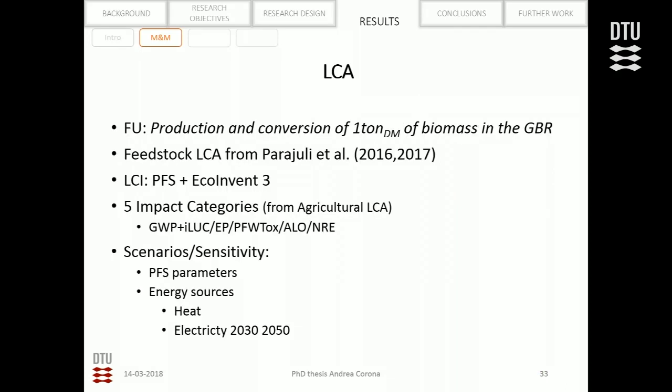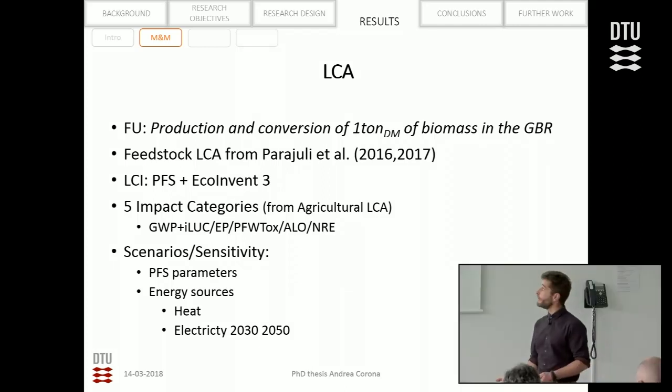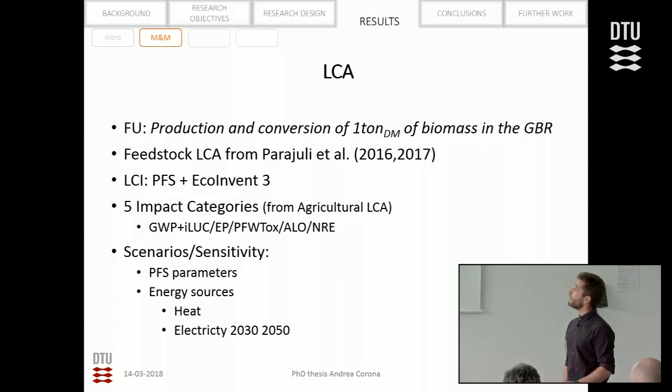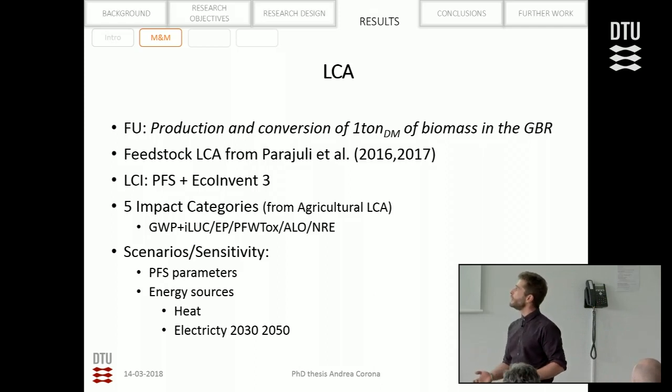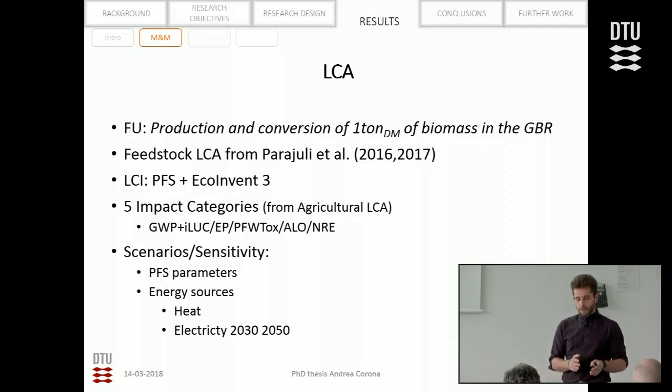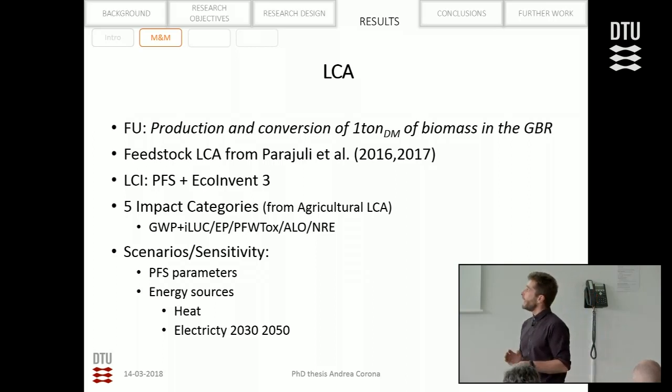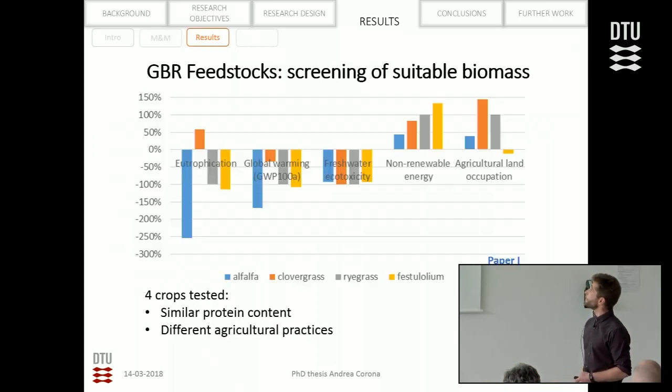So we carry out an LCA study with a functional unit of production and conversion of 1 ton of dry matter biomass. And for the feedstock, we use the LCA data calculated by the project partner. And as I said, the inventory is based on the process simulation and has been combined with Ecoinvent 3. And we focus on 5 impact categories. And as a scenario sensitivity, we looked also at the effect of the parameters in the process simulation and the type of energy source that the biorefinery can utilize.